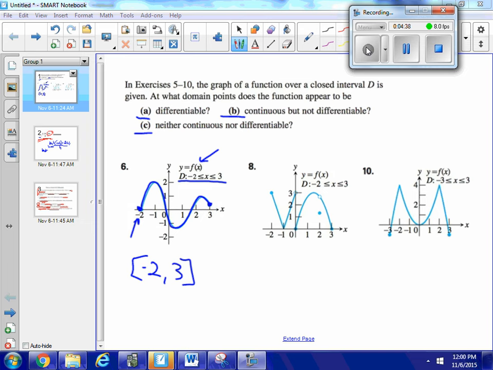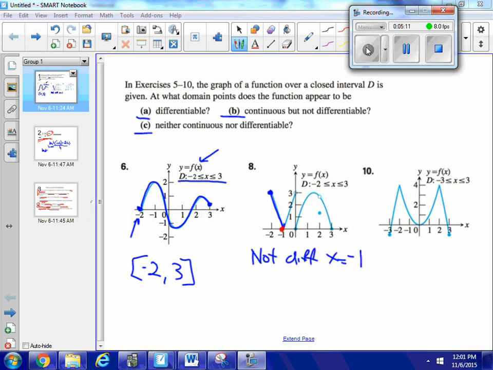On number 8 here, I have a different kind of graph. At my endpoint over here on the left, it's a closed endpoint, so it's differentiable there. And it's certainly differentiable all along this part right here until I get to this corner. With a corner, the derivative of the left side and the right side are going to be different, so it is not differentiable. I'm going to put not differentiable at x equals -1.